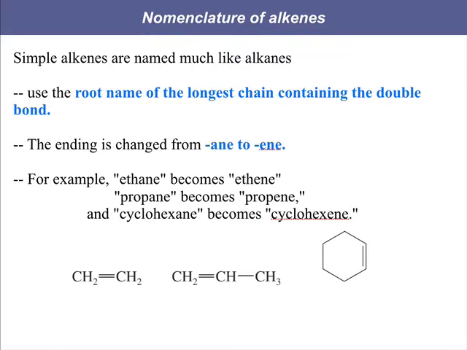So a 2-carbon alkane was ethane. A 2-carbon alkene is ethene. A 3-carbon alkane was propane. A 3-carbon alkene is propene. A 6-membered ring with all single bonds was cyclohexane. If we have a 6-membered ring where there is a double bond, it's cyclohexene. So here's ethene, here's propene, and here's cyclohexene.